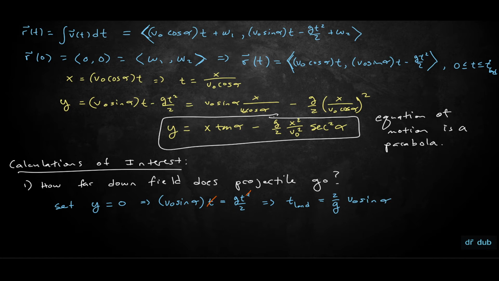And then if I want to know how far that is in the x direction, I just need to find x of t land. So x of t land will be v0 cosine alpha times t land, which is 2 over g v0 sine alpha, which we could say is 1 over g v0 squared times 2 sine times cosine. 2 times sine times cosine is actually sine of 2 alpha.